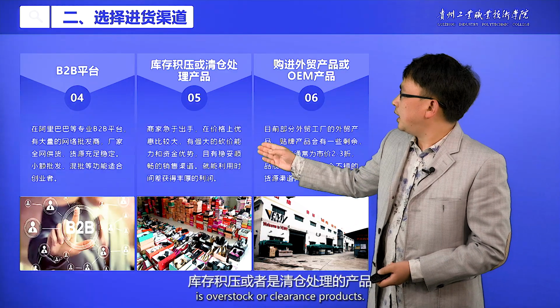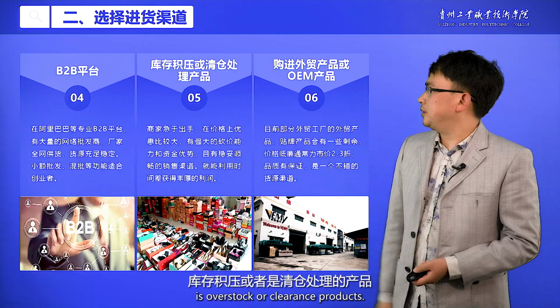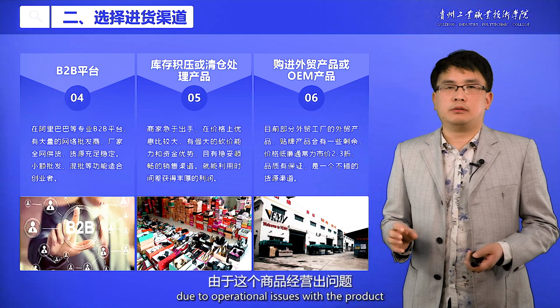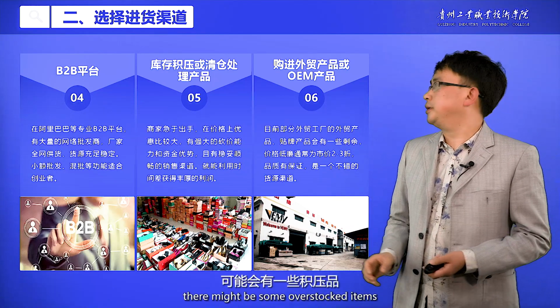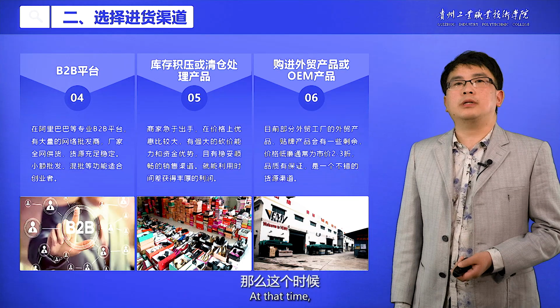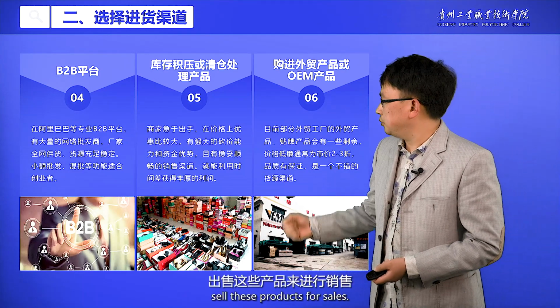The fifth type is overstock or clearance products. For some merchants, due to operational issues with the product, or for other reasons, there might be some overstocked items or clearance items. At that time, we can sell these products for sales.